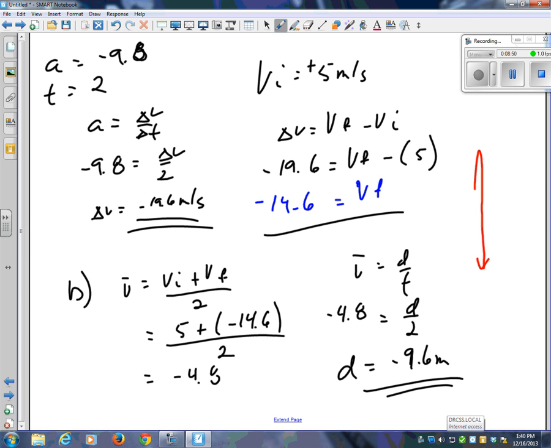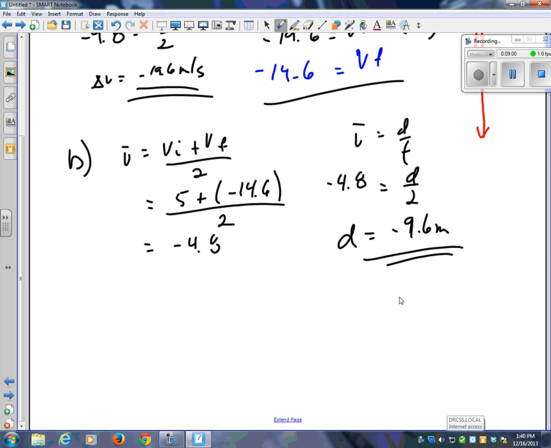How far below the helicopter is the bag? Remember that the helicopter's doing what? Continuing to go up. The bag is falling. The bag has fallen 9.6 meters from where it was released. How far has the helicopter gone? V bar equals D over T. It's traveling at not 2. It's traveling at a constant 5 for 2 seconds. The helicopter rises 10 meters.